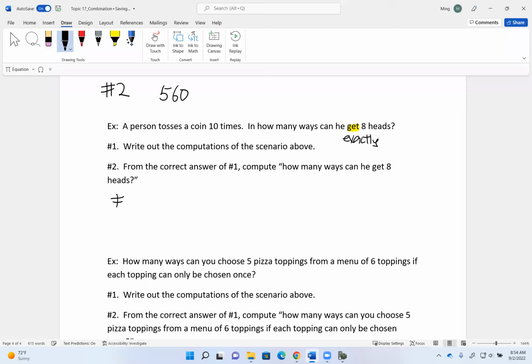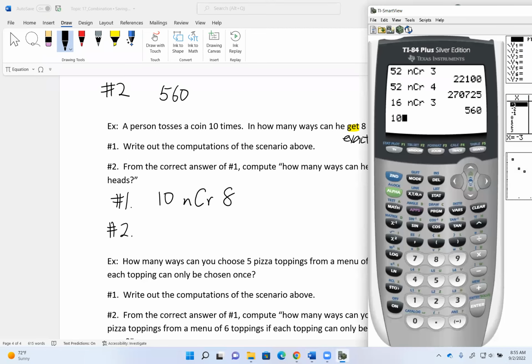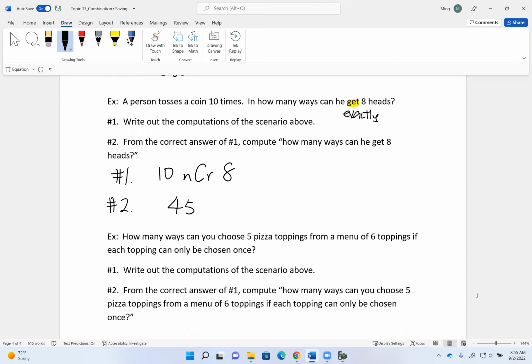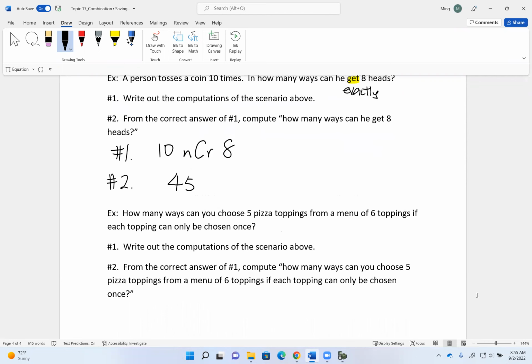So your computation has to be 10 distinct tosses, choosing 8 heads. And these 8 heads can also be 8 tails as well. Okay, that will be the same computation. So if you put this in the calculator, 10 choosing 8, 10 distinct tosses choosing 8 of them. Okay, that means there are 45 ways to get exactly 8 heads. Okay, so I hope this makes a little bit of sense, where the order doesn't matter.